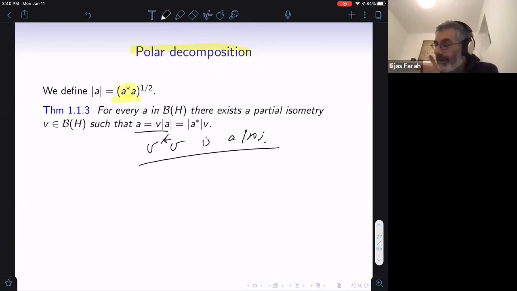Now, this should look familiar. Think of the polar decomposition of complex numbers, right? z is e to the i theta times rho. You have the unitary part and the positive part of every complex number. The construction of V is not difficult. It requires a few tricks, but the tricks are such that they work in B(H). They don't work in an arbitrary C*-algebra. So you don't have polar decomposition in an arbitrary C*-algebra.